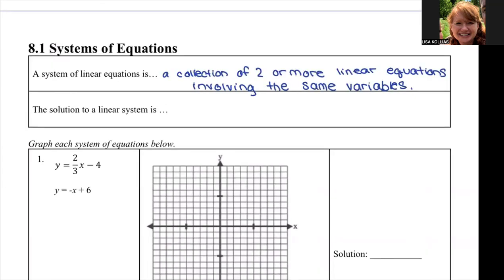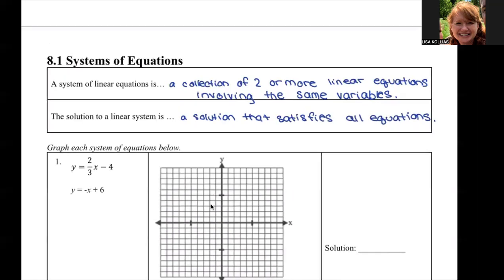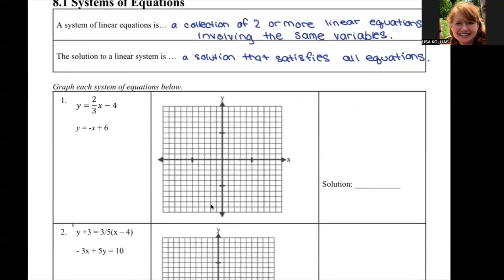Okay, so the solution to a linear system is a solution that satisfies all the equations. So when you get your answer, you should be able to plug it back into all the equations and it works. Typically when you take a look at this, you look at it graphically first.